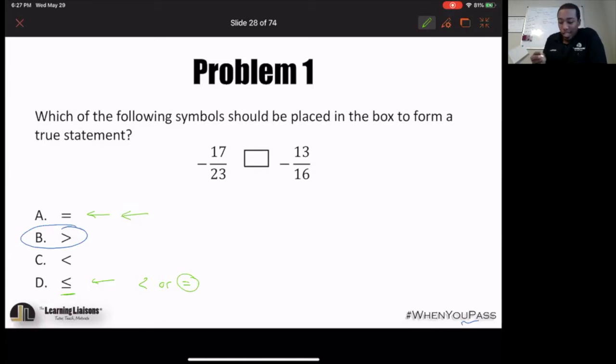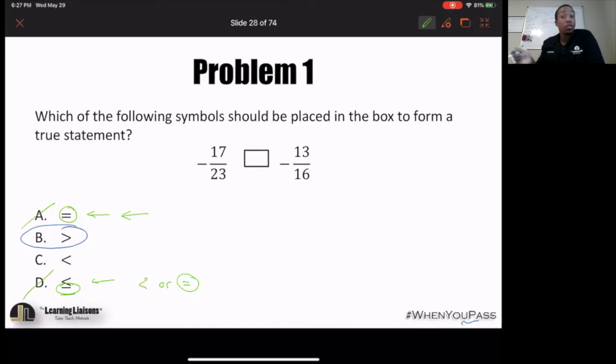So think about it like this. If it is A, it has to be D as well, because this is equal to, and this is less than or equal to. So that means that neither A nor D could work.